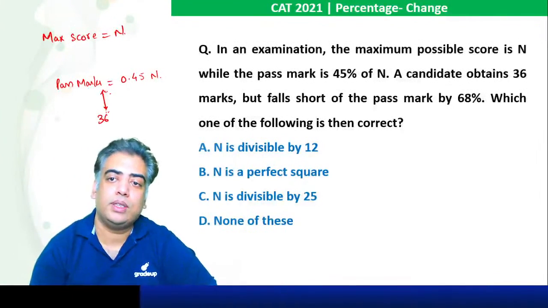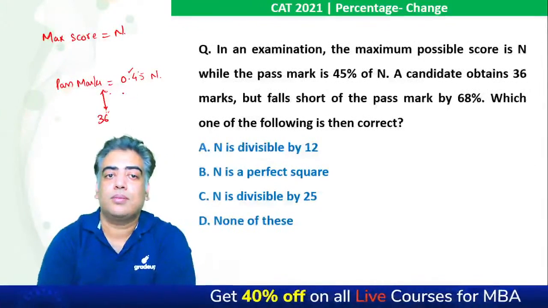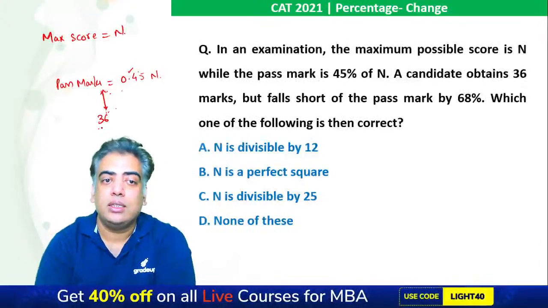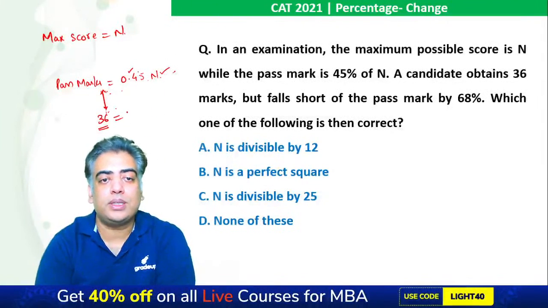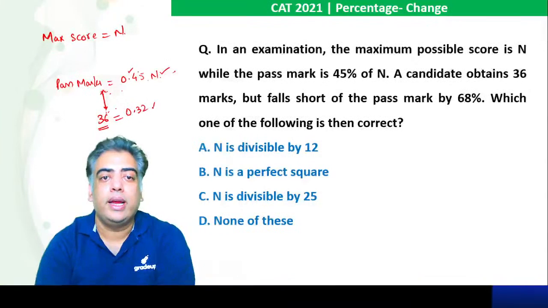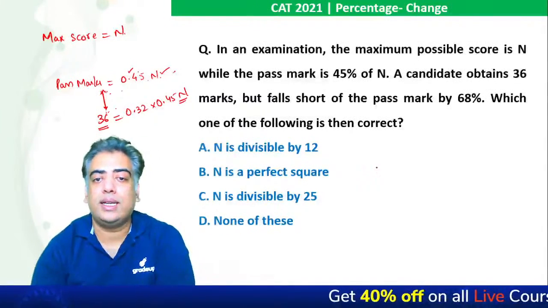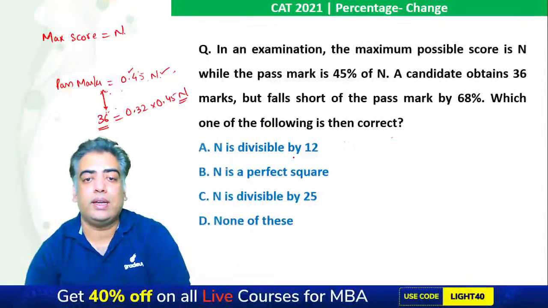Can you tell me with what value it is compared? It is compared with passing marks. So he falls short by 68%, which means the marks obtained are 32% of pass marks. So its 32% will be 0.32 into 0.45 n. So he says which one of the following is then correct. We have to find the relation of n with these values.